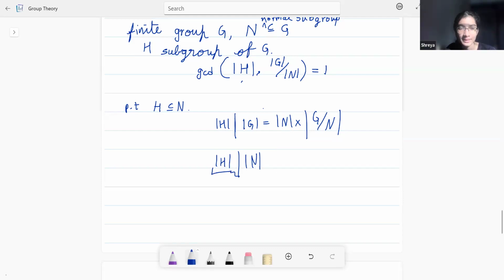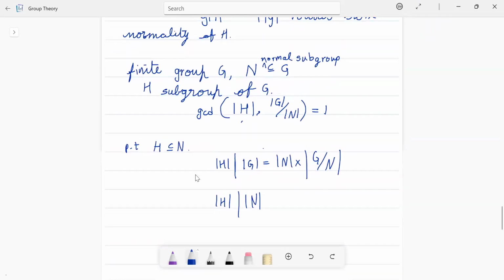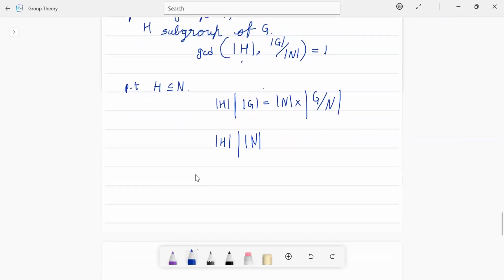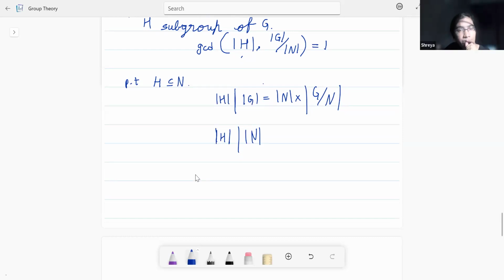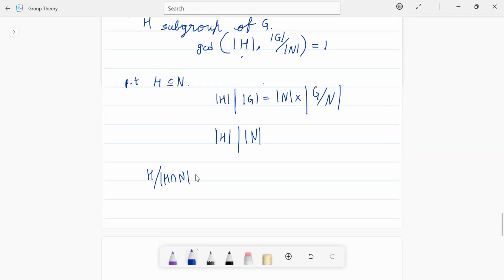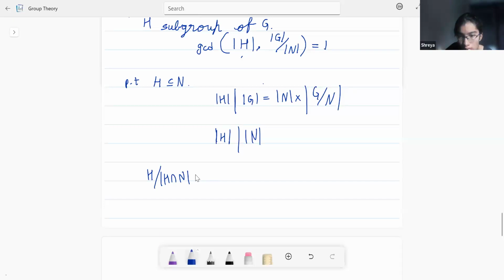Okay, so how would you go about proving something like this? We know that whatever H is, since the order of H is co-prime to G by N, can't we associate a subgroup of G to G by N? Okay. So one thing you can do is look at H mod, like the intersection of H and N. Yeah. But then I'm not sure if it would remain normal. It is not normal in the first place.